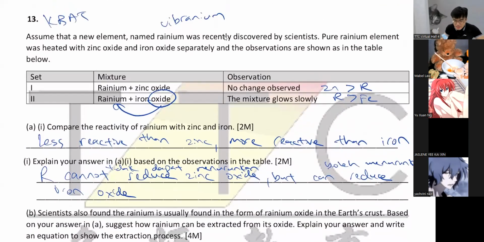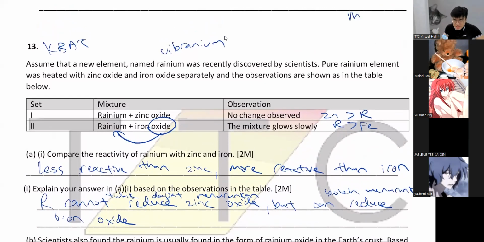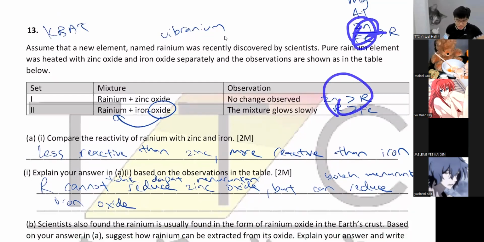So where is rhenium? If we draw it out in the reactivity series, your rhenium is around here. Rhenium is around here, between zinc and iron. It makes sense, right?